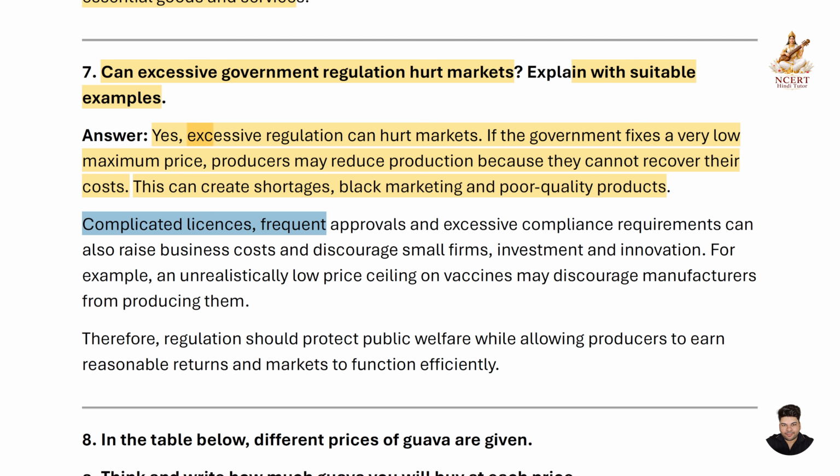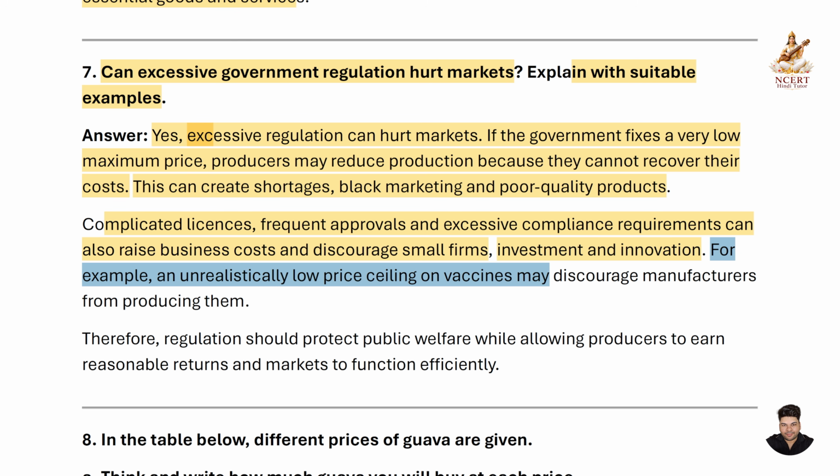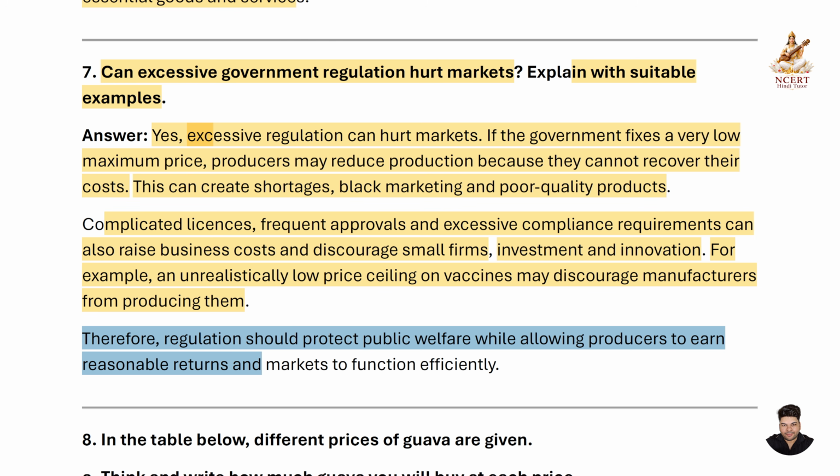Complicated licenses, frequent approvals, and excessive compliance requirements can also raise business costs and discourage small firms, investment and innovation. For example, an unrealistically low price ceiling on vaccines may discourage manufacturers from producing them. Therefore, regulation should protect public welfare while allowing producers to earn reasonable returns and markets to function efficiently.